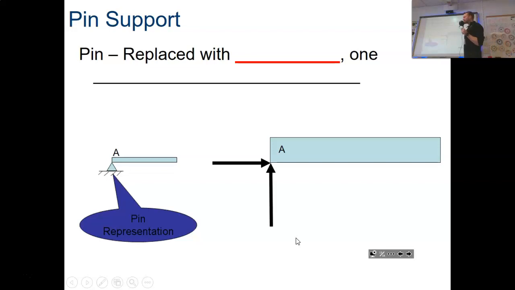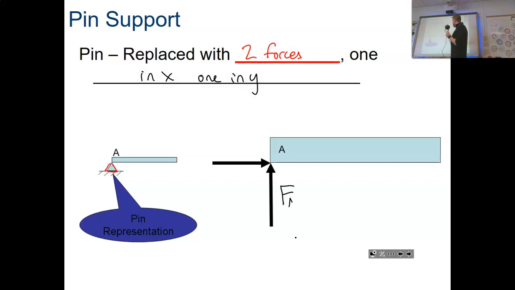A pin. Here's an example of a pin, and you see it right here as a triangle. A pin is replaced with two forces, one in the X direction and one in the Y. If you pin something, imagine like if I took a pin to a bulletin board, that thing can't move up and down, nor can it move left and right. So we're going to label this one the force at A in the Y direction, because Y goes up and down, and this is the force at A in the X direction, because X goes left and right.